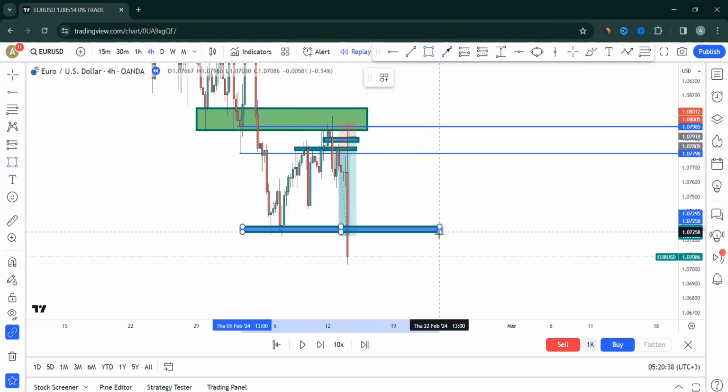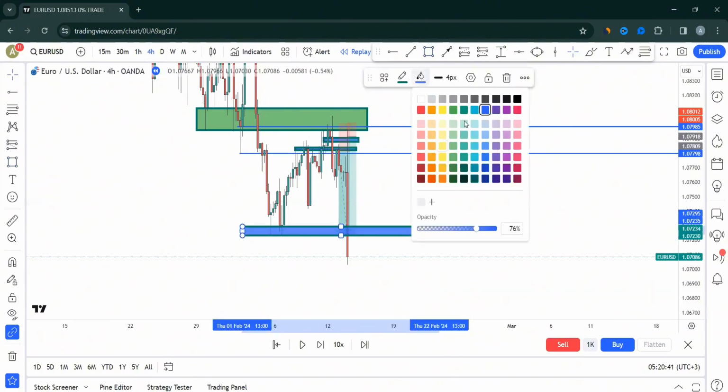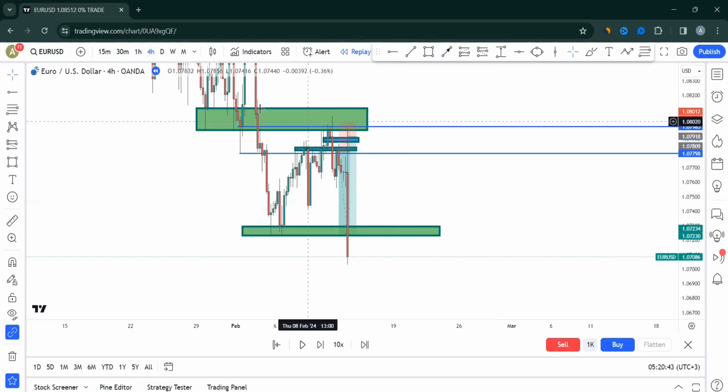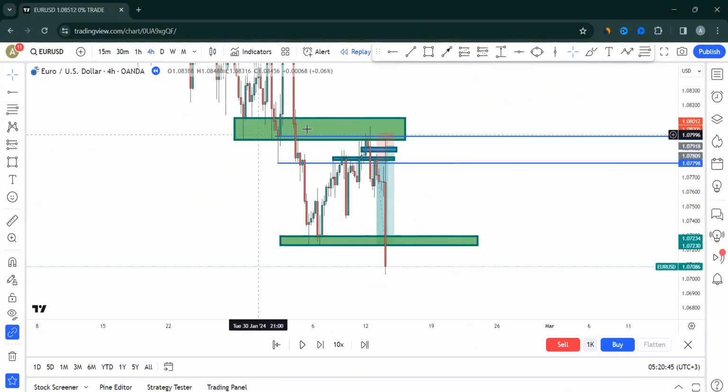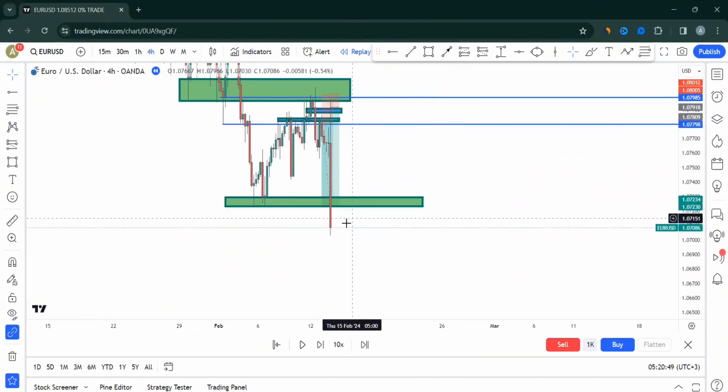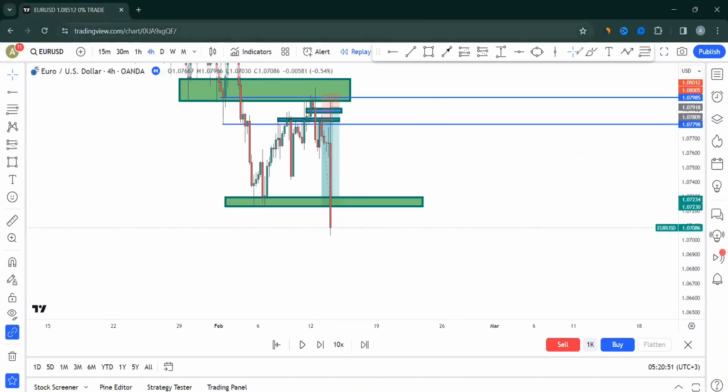Remember, we are back testing. Let's go and change it back to green. Remember, we are back testing all the rules. So this level here has been tested that we wanted to test. Now, what is next? The market has broken this level here. What do we want? We want the market to give us a retest and continue lower.